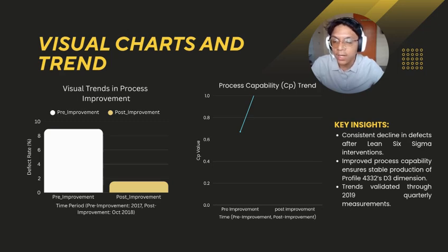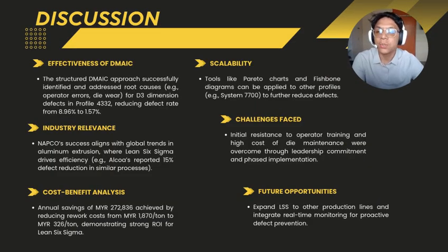Quarterly measurement through 2019 confirmed that these gains held steady, proving the sustainability of our changes. These charts show not just progress but a transformation in Napco's ability to deliver high-quality aluminum profiles. Let's now discuss what these results mean in a broader context. This slide dives into what the results mean for Napco and the broader application of Lean Six Sigma.